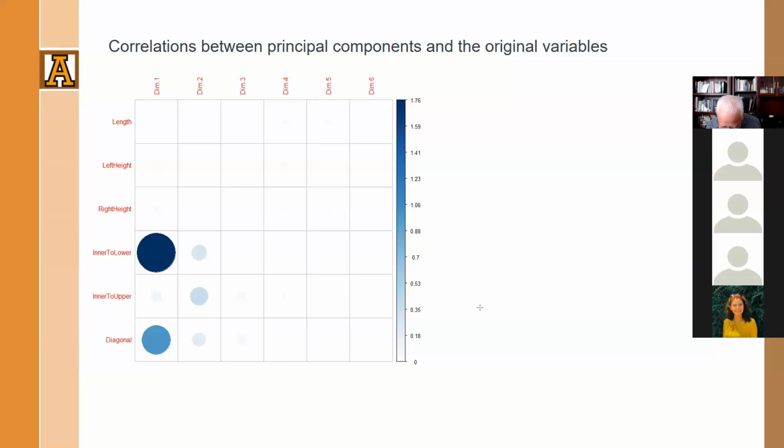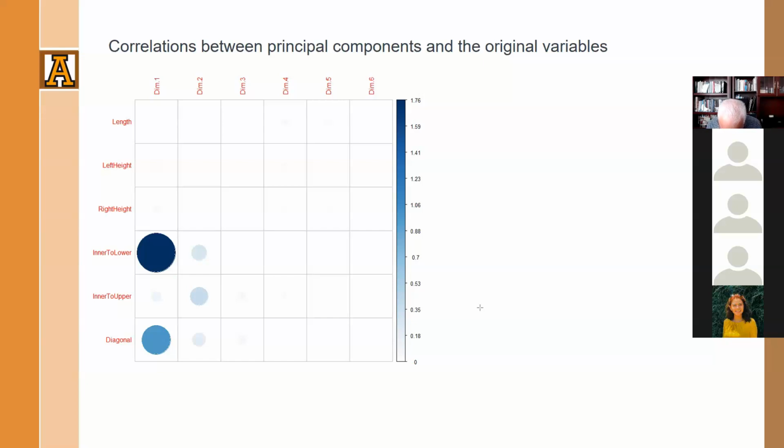The darker the circle and the larger it is, the larger the quality of representation of that variable in this component. The variable that has the highest quality of representation in the first component is inner to lower. Then there's diagonal. The diagonal measurement has the second most important contribution to the first dimension, the first principal component. Whereas when you look at the second principal component, the one that has more contribution is inner to lower.